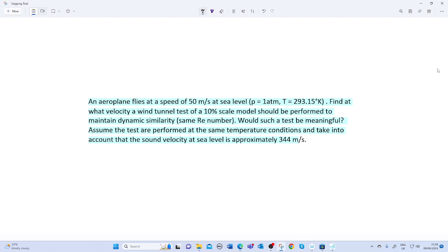Today we have another peculiar question from the aerodynamic point of view, showcasing dynamic similarity. Now let's read through the following question.